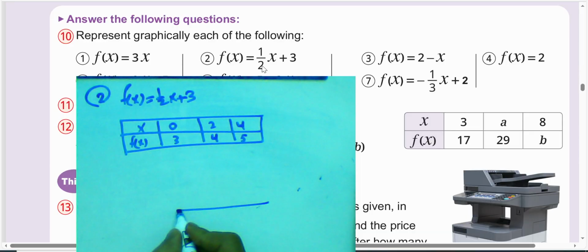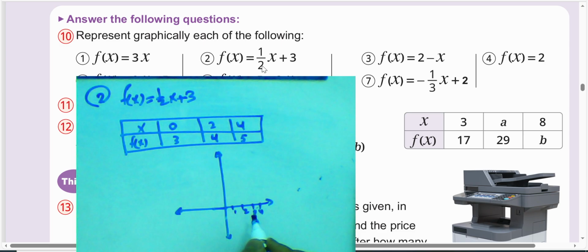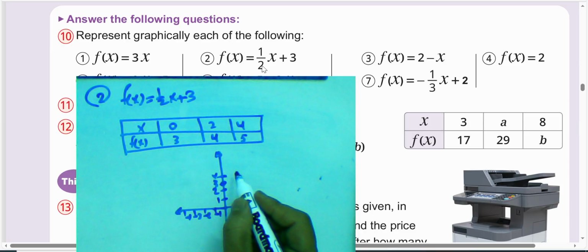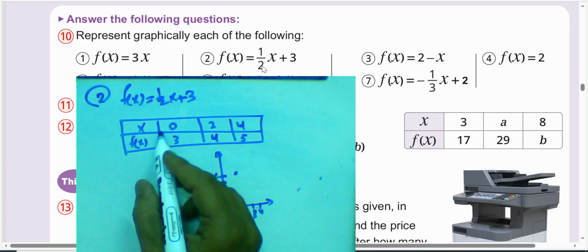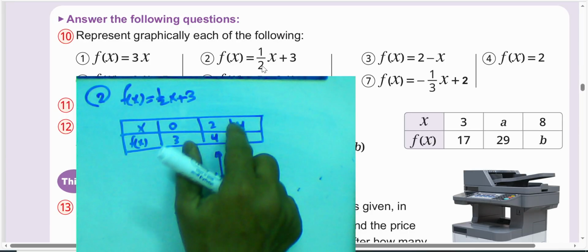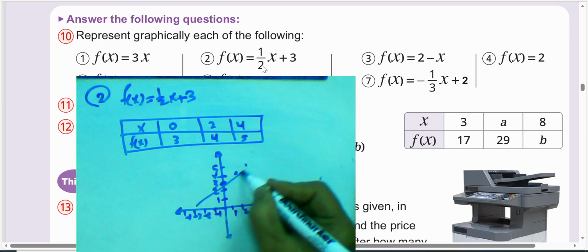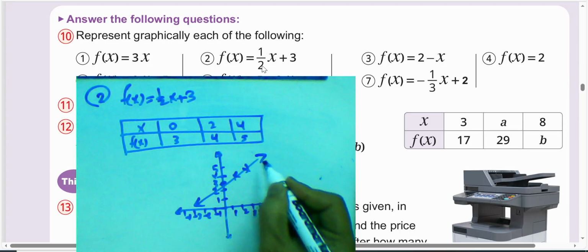Okay. Now we can draw a straight line. We have 1, 2, 3, 4, and there negative 1, negative 2, negative 3, negative 4. Okay, the image, we have 1, 2, 3, 4. The image of 0 is 3, and of 2 is 4, and of 4 was, no, not 5. 4 divided by 2 is 2, 2 plus 3 is 5. Okay, never mind, 4 was 5. We can draw a straight line like this by ruler, passing through the points.